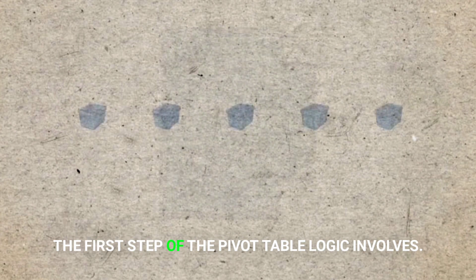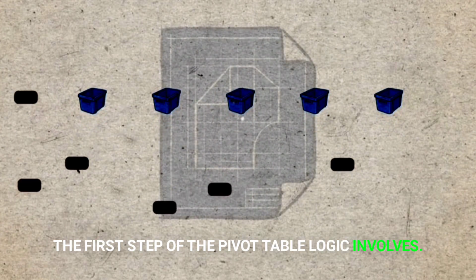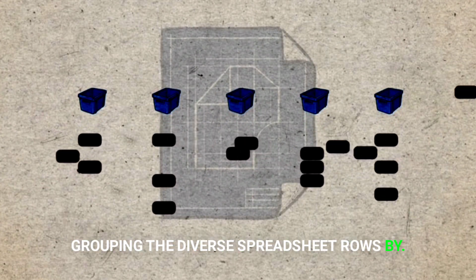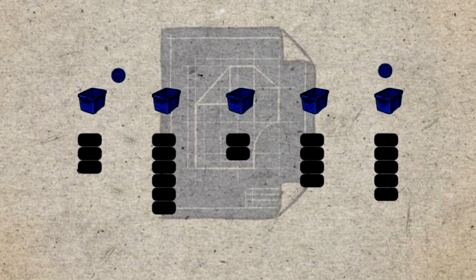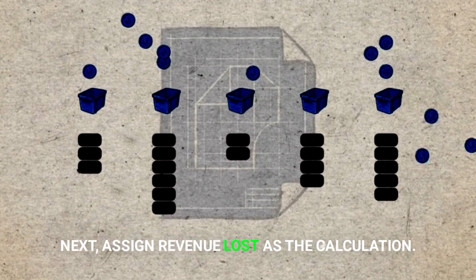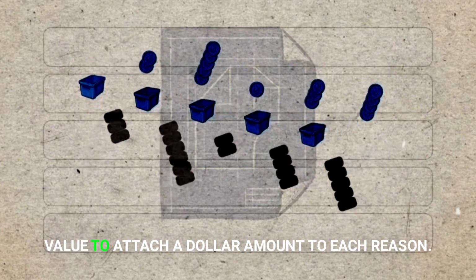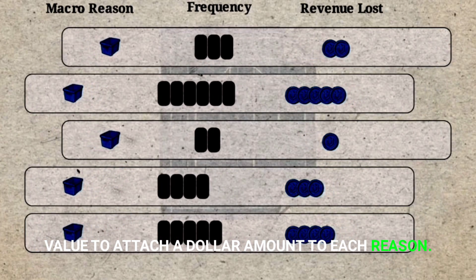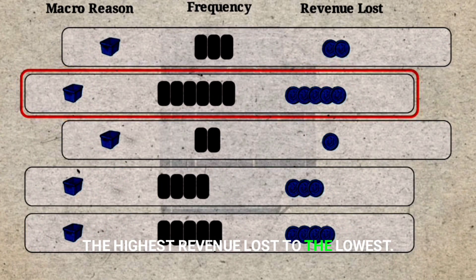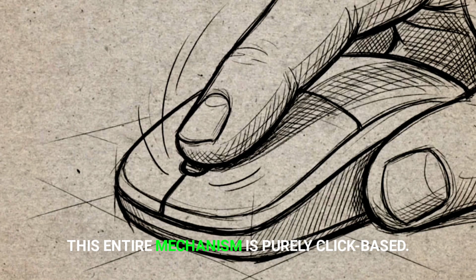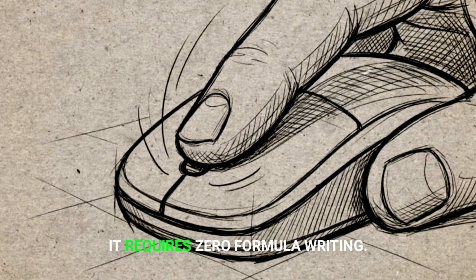The first step of the pivot table logic involves grouping the diverse spreadsheet rows by that standardized macro reason. Next, assign revenue lost as the calculation value to attach a dollar amount to each reason. Finally, sort the newly built table from the highest revenue lost to the lowest. This entire mechanism is purely click-based. It requires 0 formula writing or coding to complete.